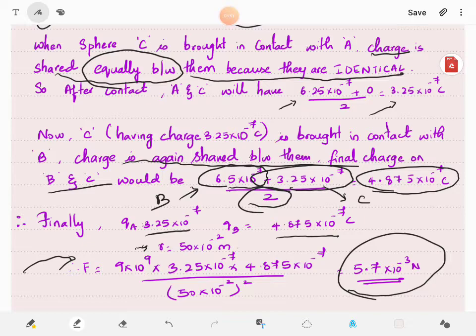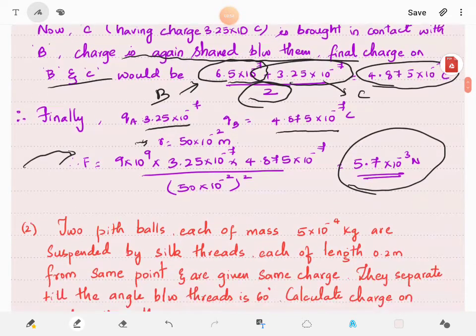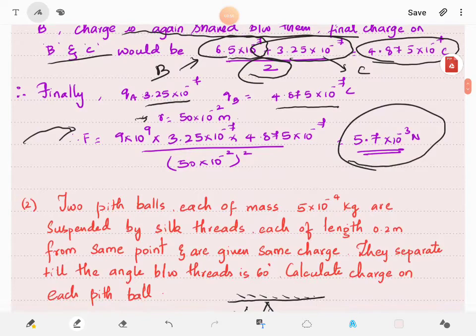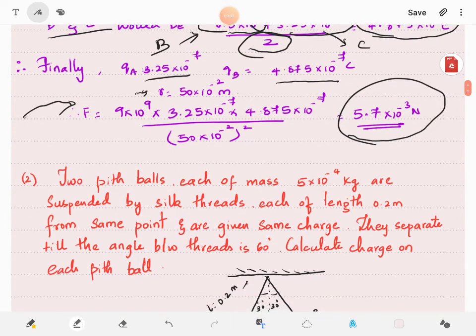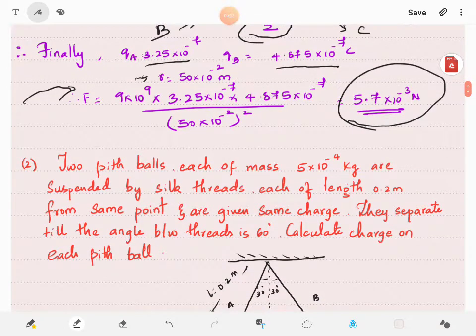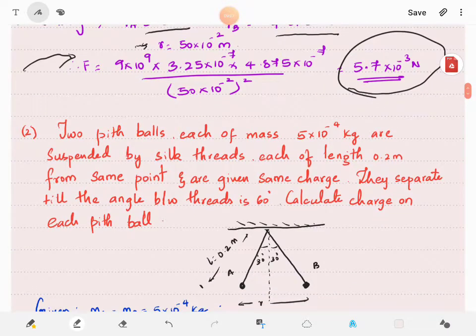Right. Moving on to the next illustration. The second illustration that we would be talking about is the problem of pith balls. So let's take a look at what this pith ball problem is all about. So we are given a question. 2 pith balls, each of mass 5 into 10 power minus 4 kg, are suspended by silk threads, each of length 0.2 meter from the same point, and are given the same charge. They separate till the angle between the threads is 60 degrees. Calculate the charge on each pith ball.